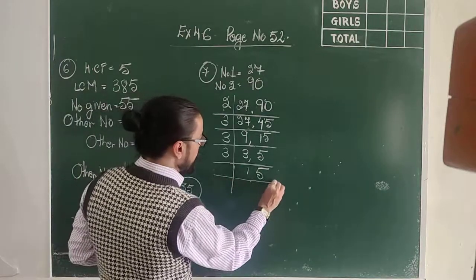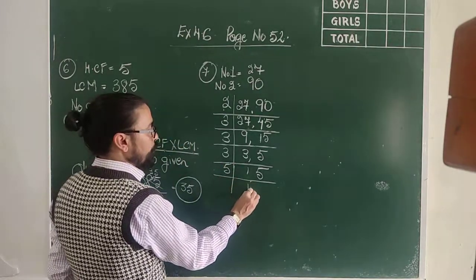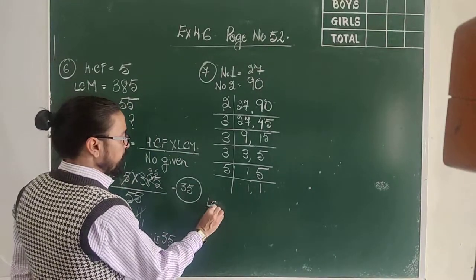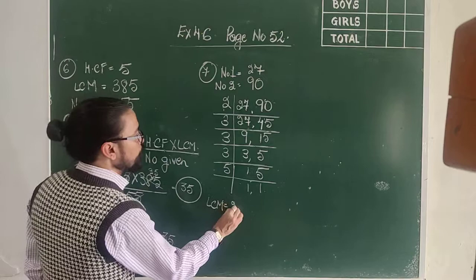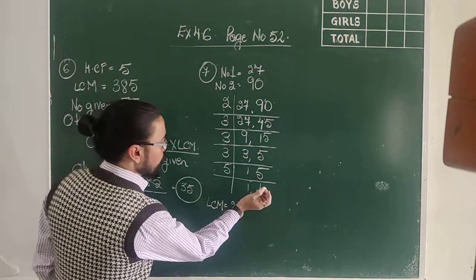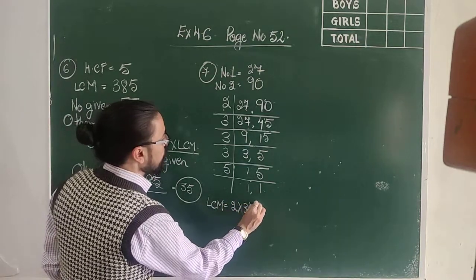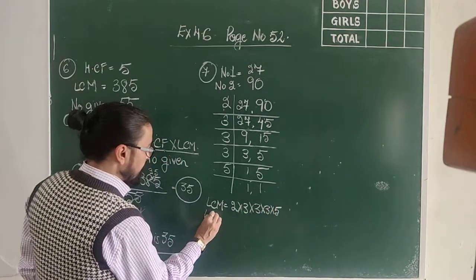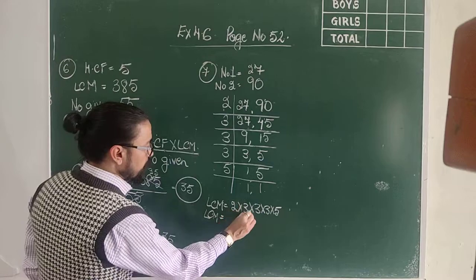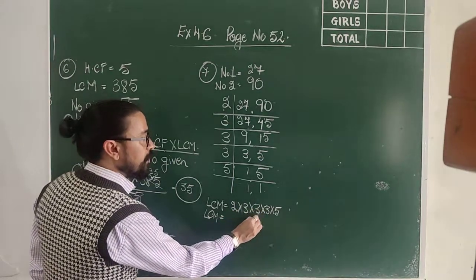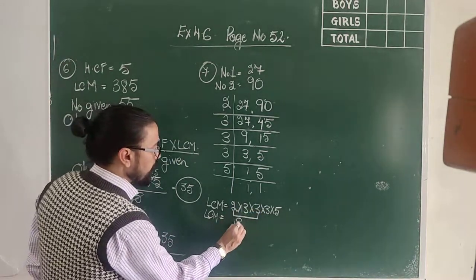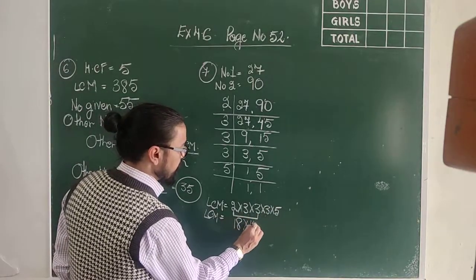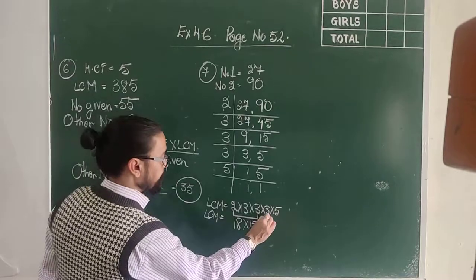The next prime number is 5, and 5 1 1. Now I multiply to get my LCM. 2 into 2 into 3 into 3 into 3 into 5. So my LCM would be 2 3s are 6, 6 3s are 18. So from here to here I will write 18, 3 5s are 15. From there to there I will write 15.